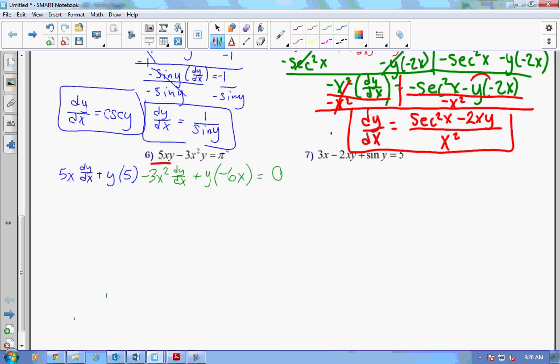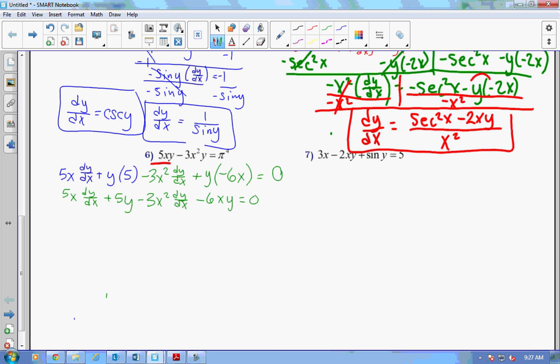Okay, so to just clean it up a little bit, I have 5x dy/dx plus 5y minus 3x squared dy/dx minus 6xy equals 0. So if you had factored out the minus and did parentheses, once you distribute it in, you should now match this line. Any questions about that?